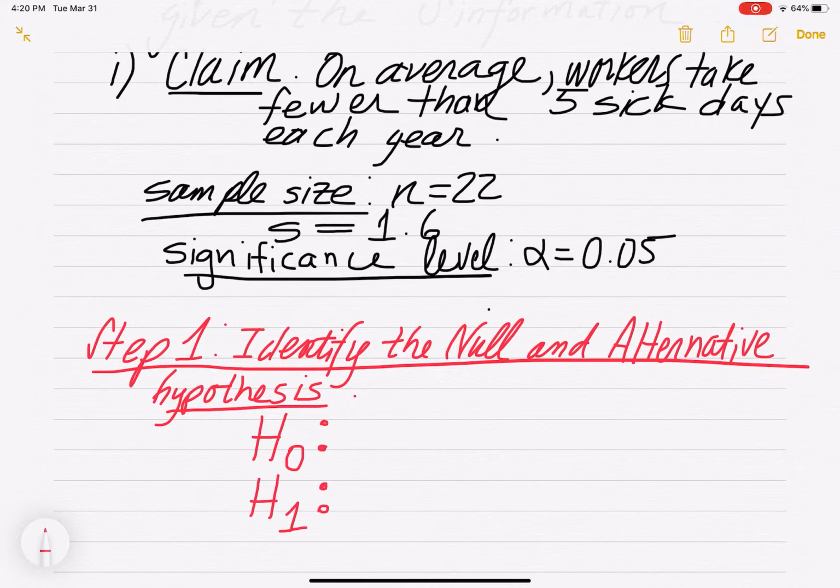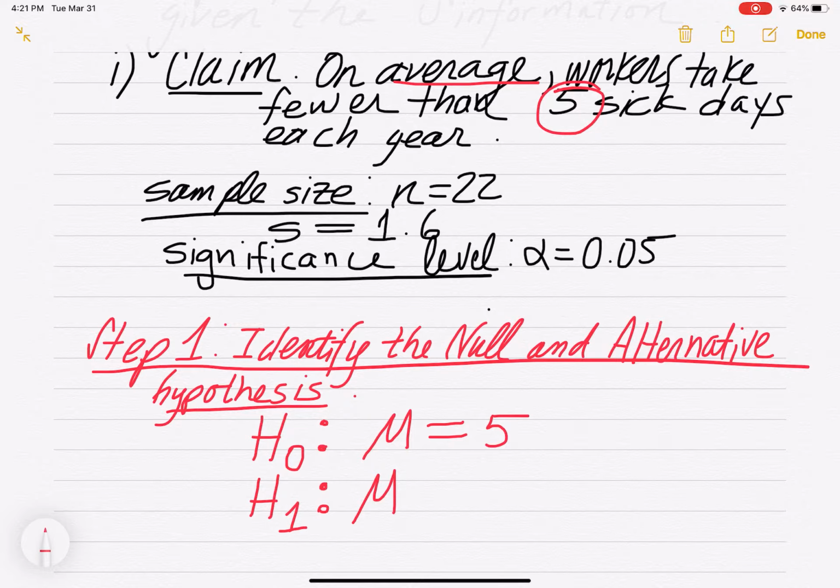Now remember, these involve claims about the mean. Population mean is mu. Now the null always involves equality, so it's going to be equal to a number. We're talking about the average, and we're going to set that equal to 5. Now the alternative does not involve equality, so it could be less than, greater than, or not equal to.